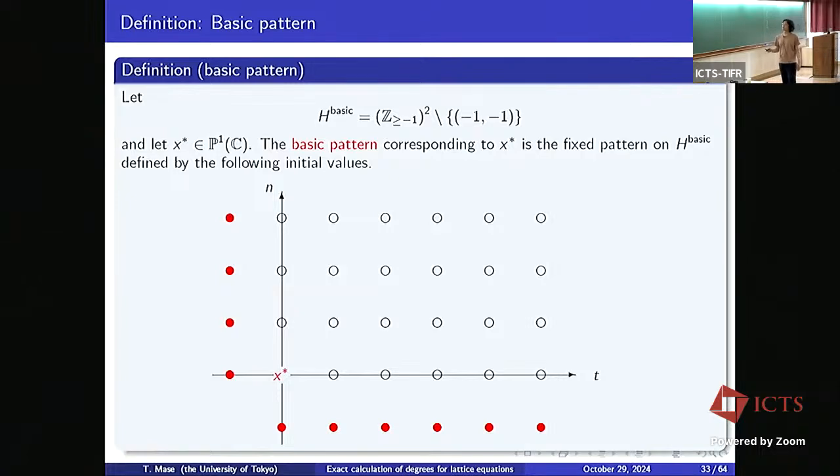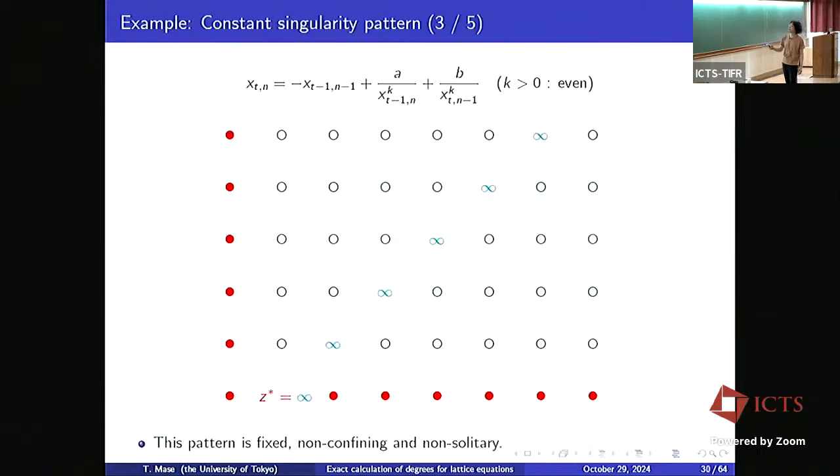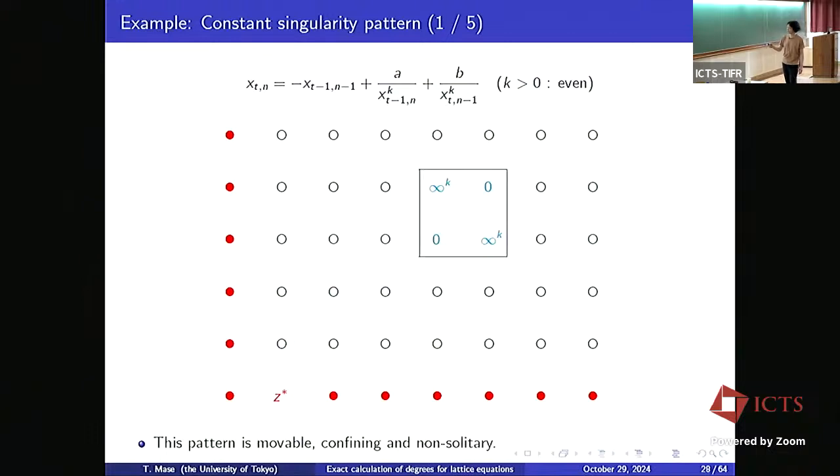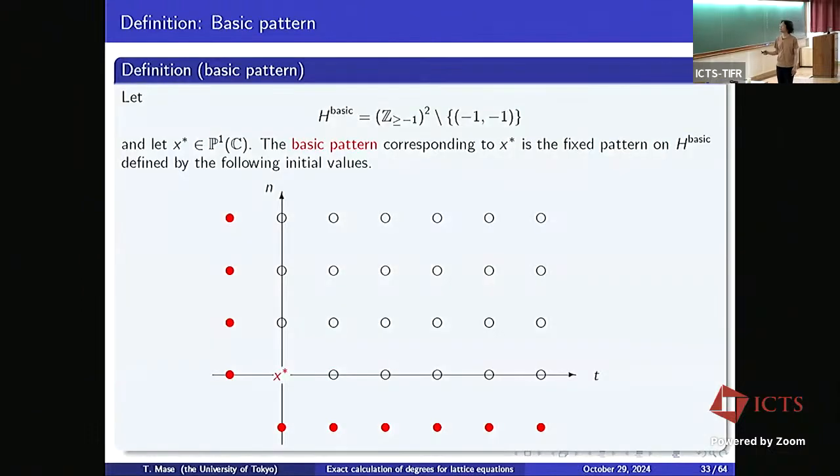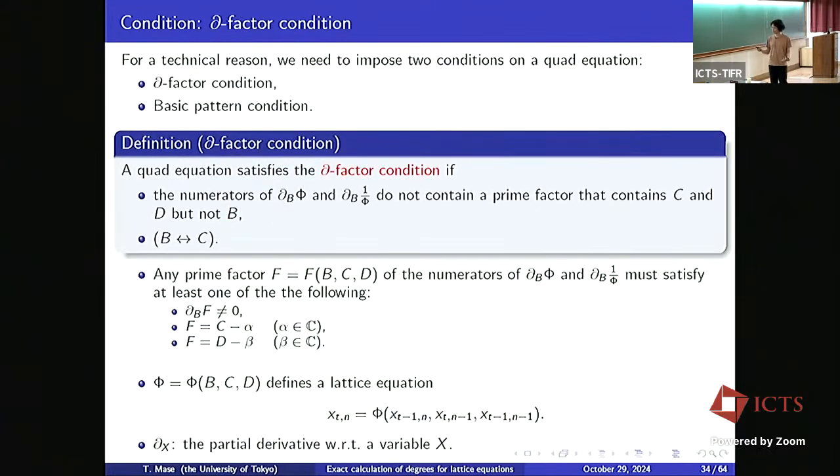So what we are expecting is that the basic pattern corresponds to a movable pattern like this. But we need some conditions for that statement. For technical reasons, we need to impose two conditions: the d-factor condition and the basic pattern condition. This is the d-factor condition, but this is just a technical thing, and I don't have much time, so I'll skip it. Most equations in the literature satisfy this.